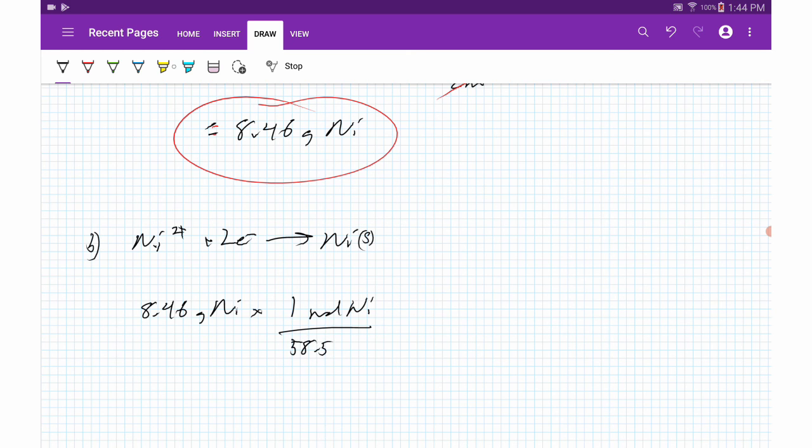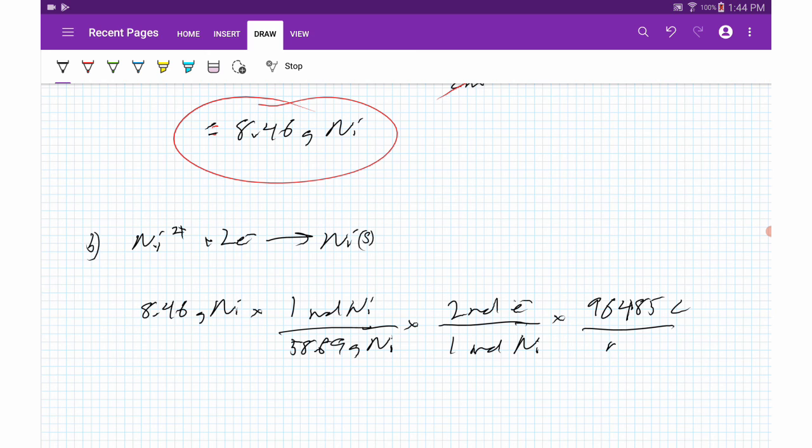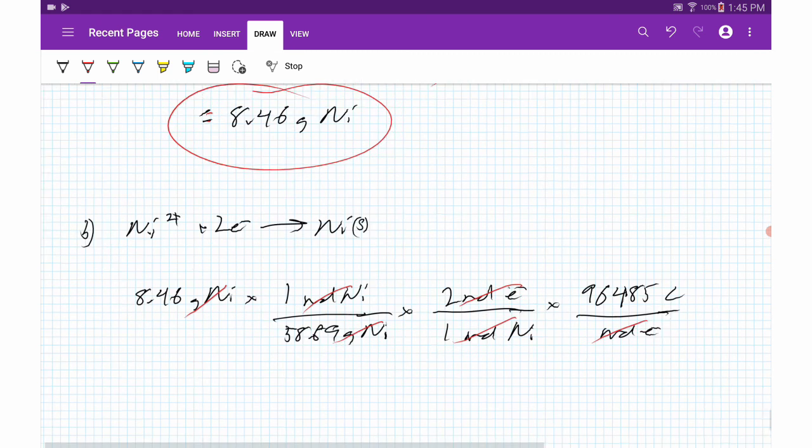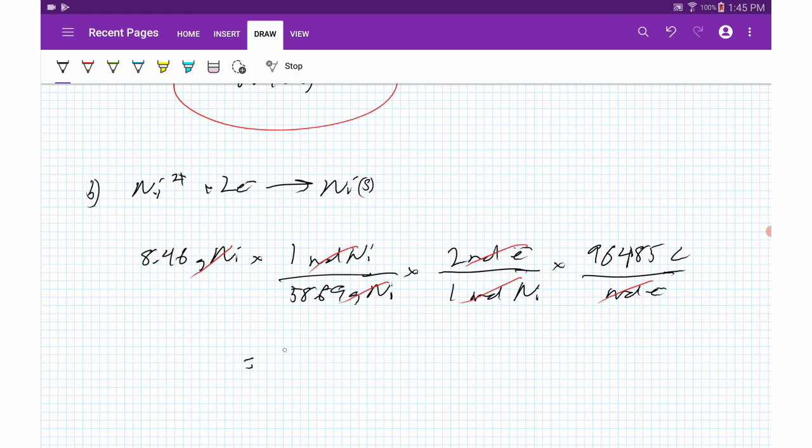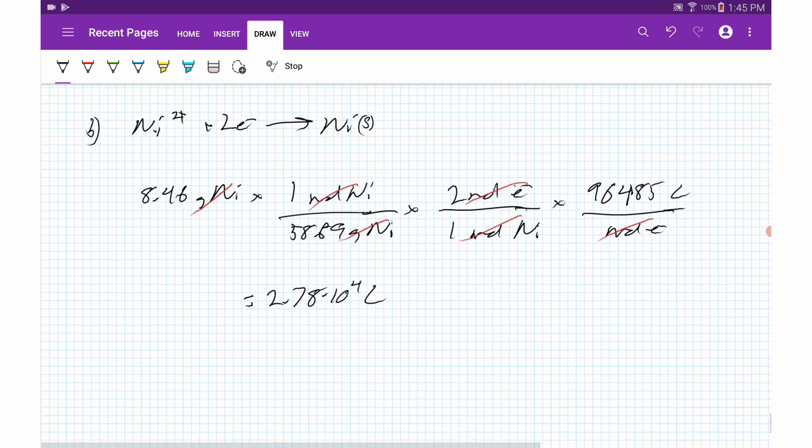Over 58.569 grams of nickel. And we know there are 2 moles of electrons for every 1 mole of nickel. And we know it's 96485 coulombs per mole of electrons. Grams, moles, moles of electrons. And when all is said and done, you get 2.78 times 10 to the 4 coulombs.